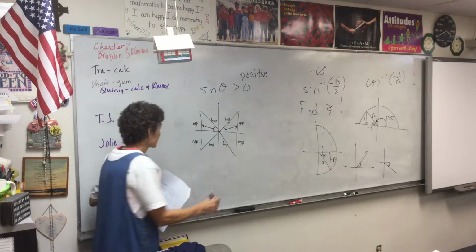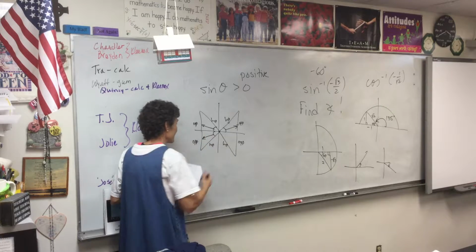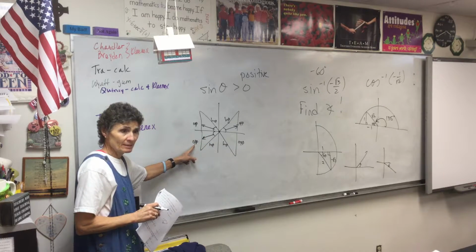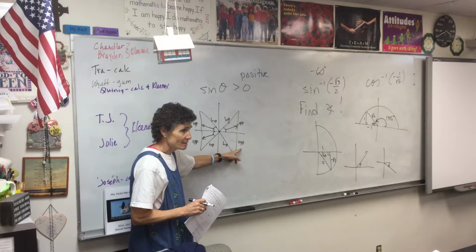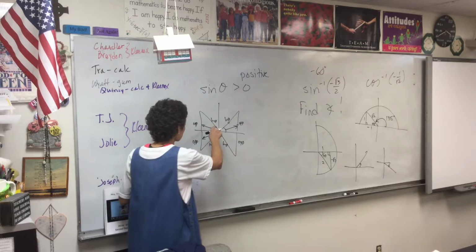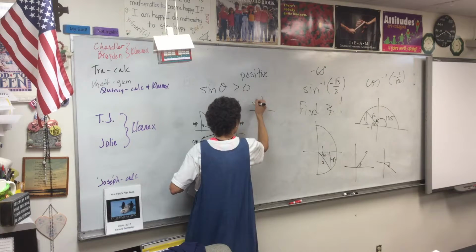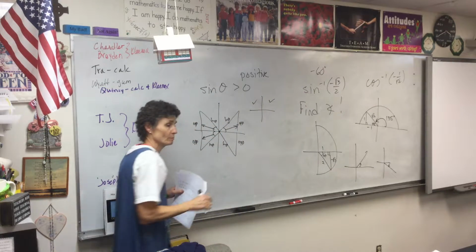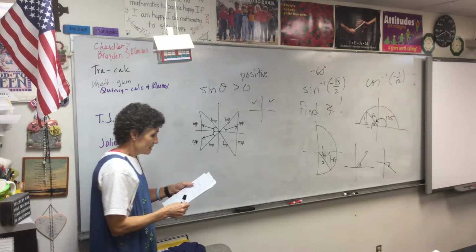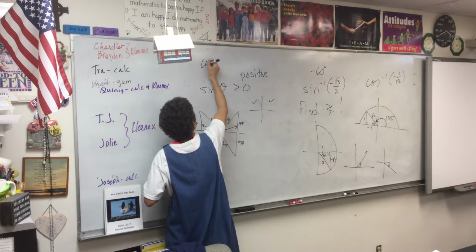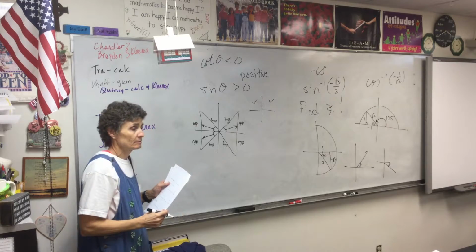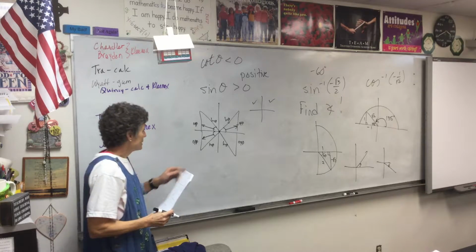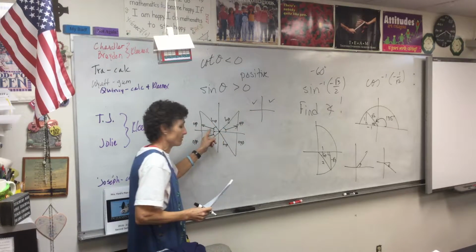Positive? Now see why it doesn't work for this one? Wouldn't that opposite side be negative? And wouldn't that opposite side be negative? So this is only going to happen here and here, quadrant 1 and 2. Now I want the cotangent to be negative. Now look at these 2 quadrants right here.